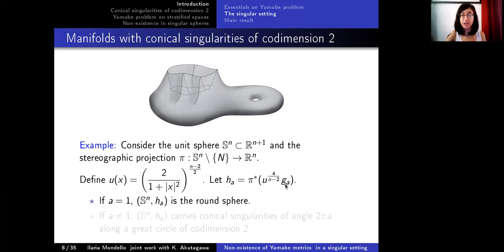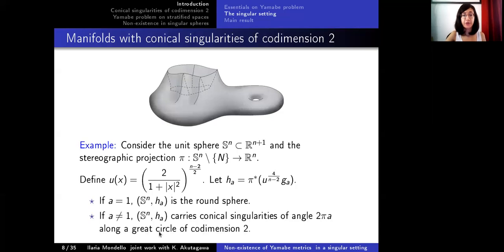When A is equal to 1, remember this metric is just the Euclidean metric, and when you pull it back on the sphere, you just get the round sphere, the usual round sphere without any singularity. When A is different from 1, this metric HA carries conical singularities along a codimension 2 great circle. The idea is that if you have a singular Rn minus 2 here, when you pull back this conformal metric on the sphere, you are closing up the singular Rn minus 2, and so you get a codimension 2 singularity on the sphere. You can imagine just the case of dimension 3, and then you will have a singular equator, okay?